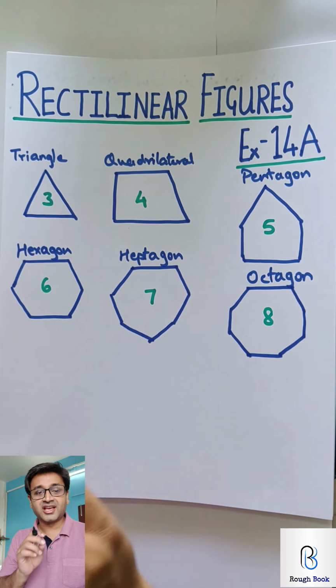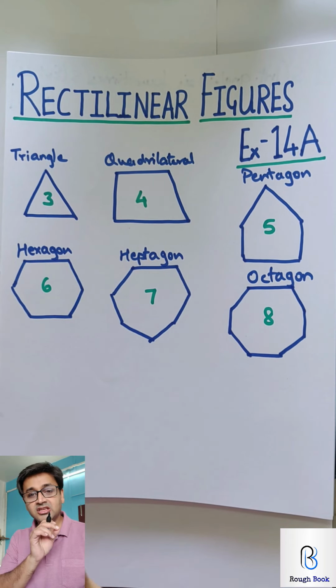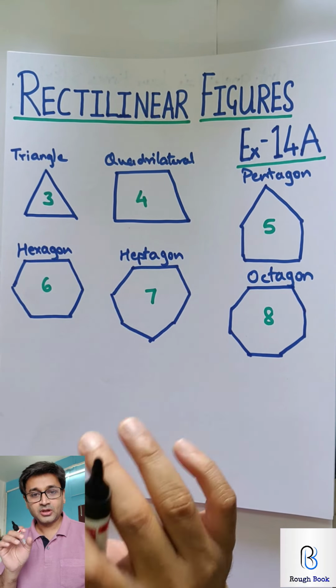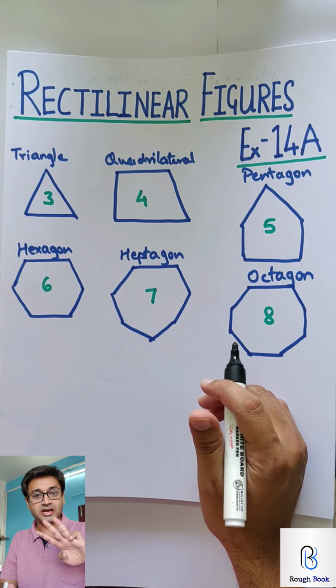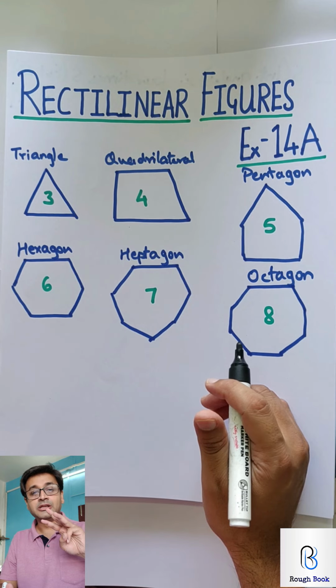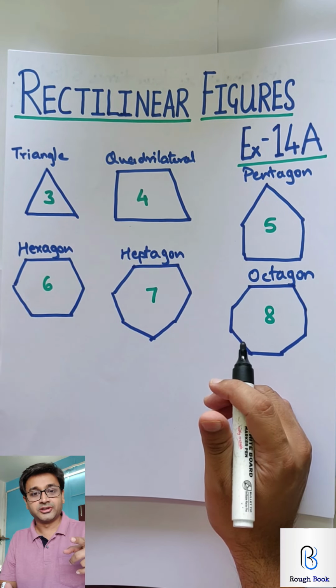Rectilinear means anything which has straight lines. Linear means straight. And figures are plane figures, that means all two dimensional. They are not three dimensional. But a minimum of three sides is what you need, because with two sides you can't get a closed figure.